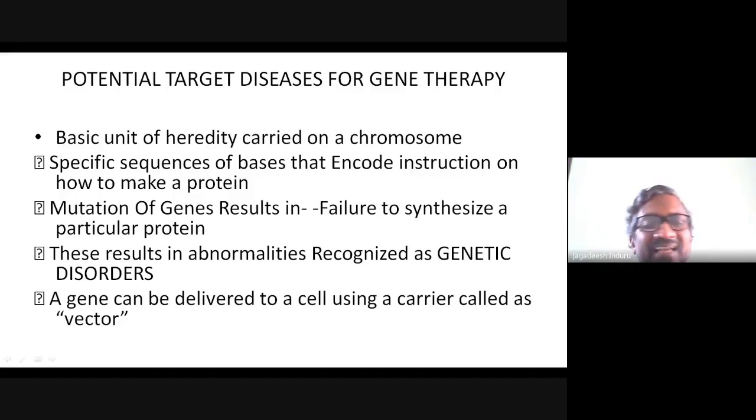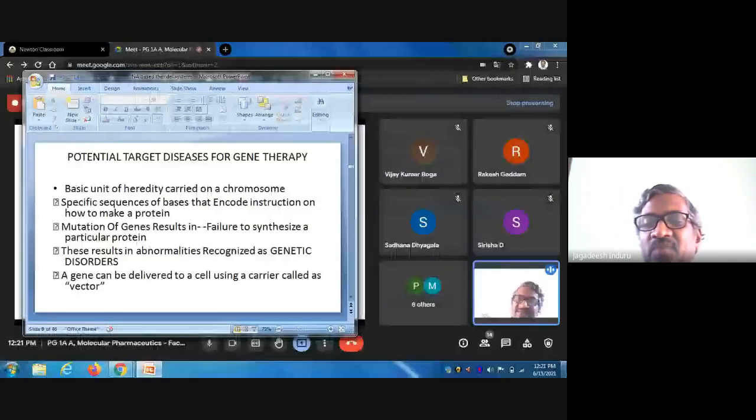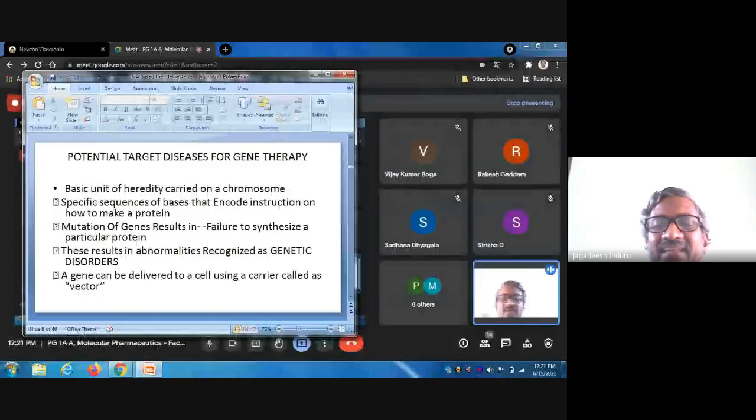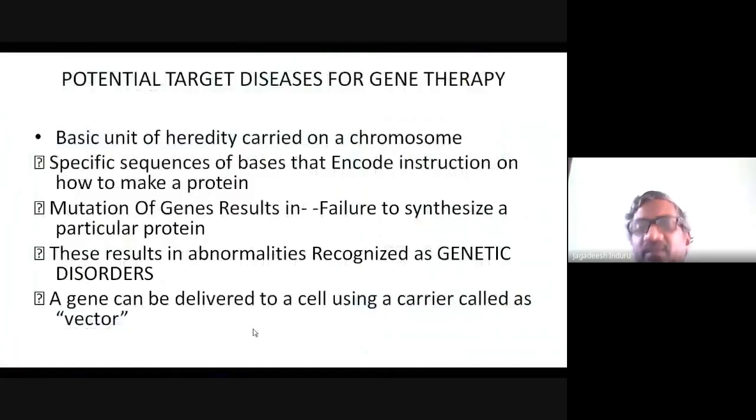So a gene can be delivered to a cell using a carrier which is called a vector. So this is what we need to understand. This vector, we have already seen a little bit before, about 1 hour ago, is a liposome. That is one carrier we have already seen. Don't get confused with that. Don't think that I need to fix on only liposome for my gene therapy.